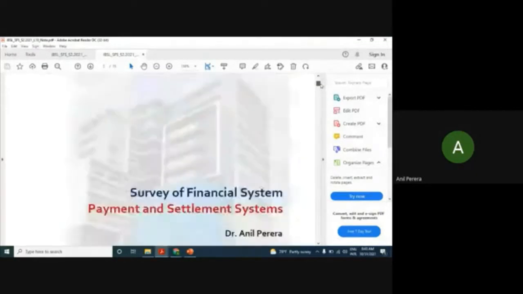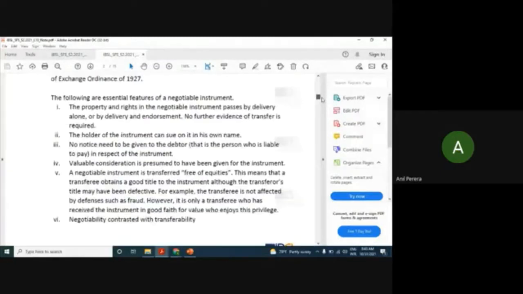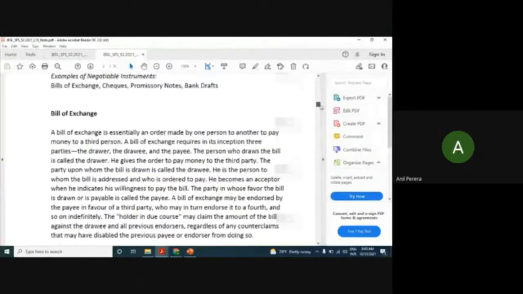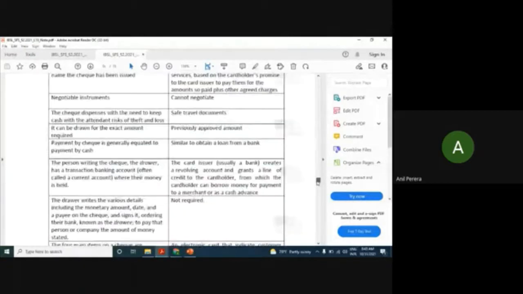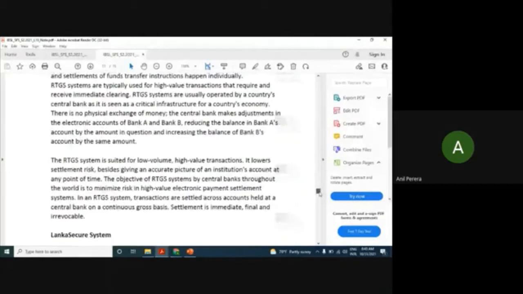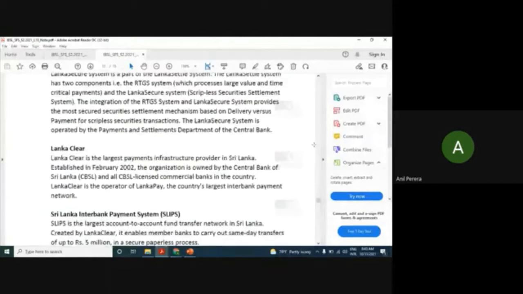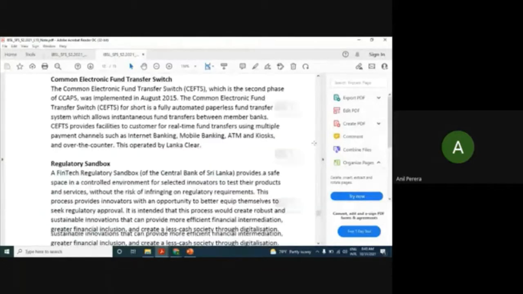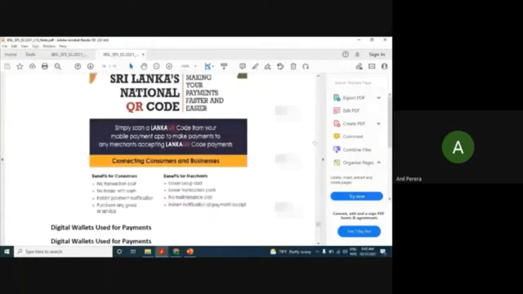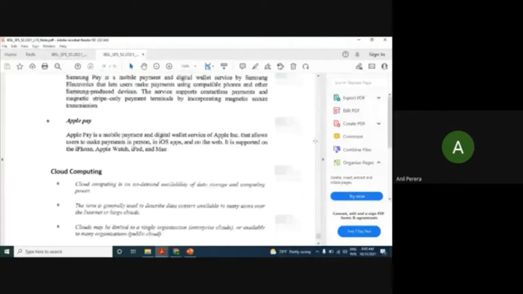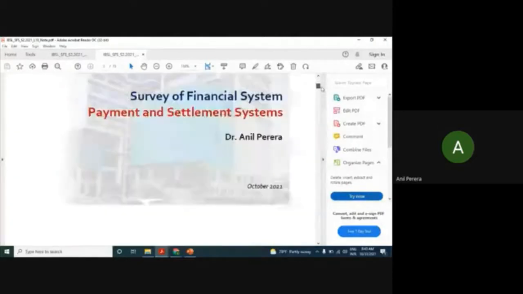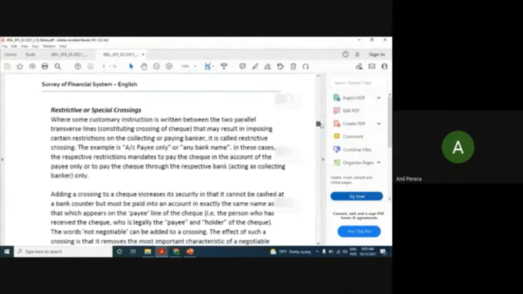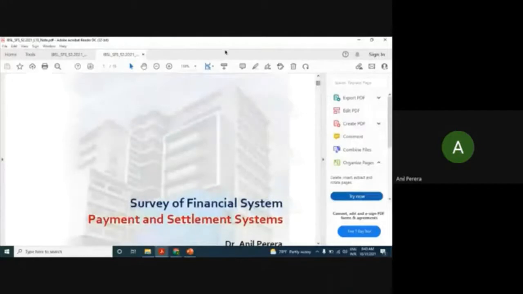Sure. I have also shared this additional note. I think it is really comprehensive, and I spent a lot of time preparing it. So you may have some leisure time to read it and see what I have added for you to get some understanding about the latest payment instruments or innovations. Okay, so that is some additional reading.